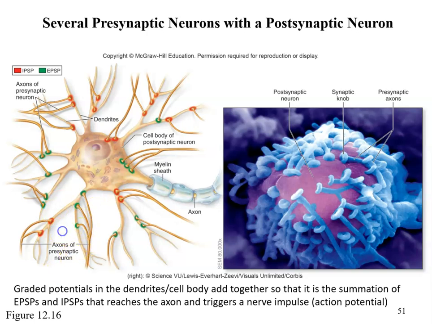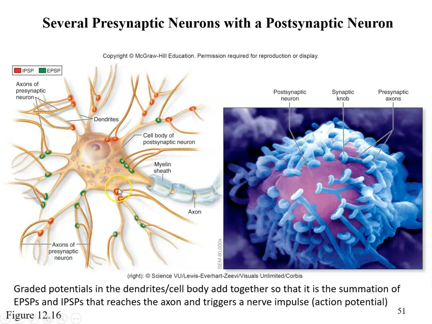Okay, so here we have an image showing a postsynaptic neuron. And look at all of these inputs that it's getting from the presynaptic neuron. There are a lot of synaptic knobs that communicate with the cell body. You can see the green ones, these are your excitatory inputs, and the red ones are your inhibitory inputs.